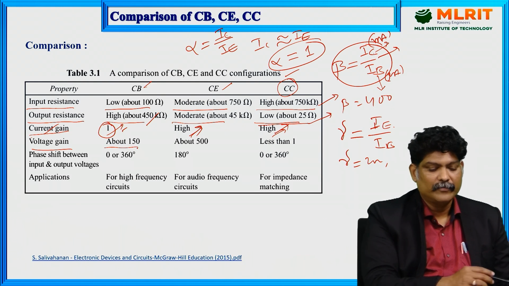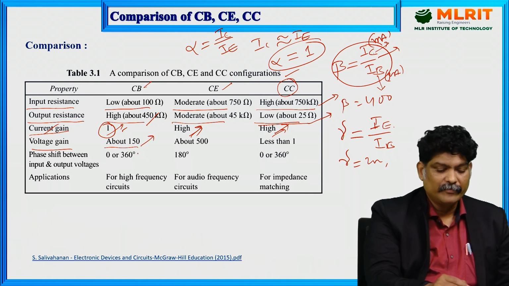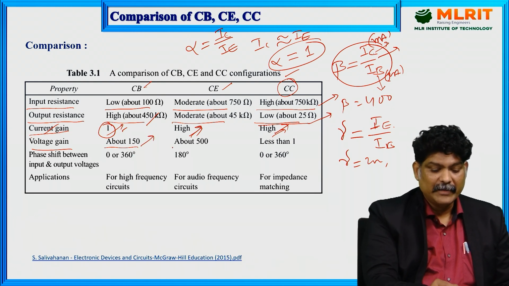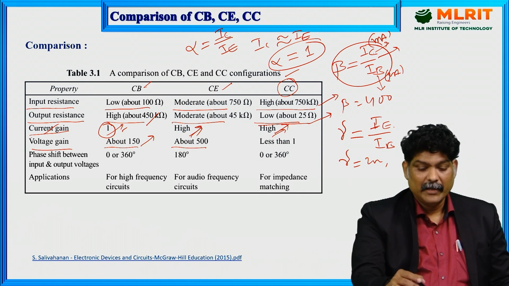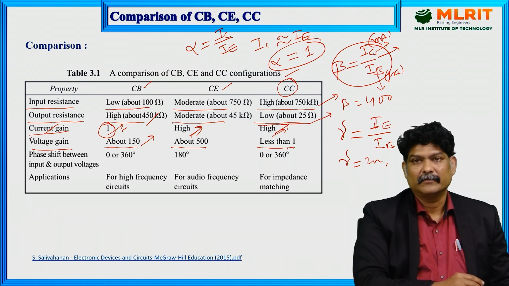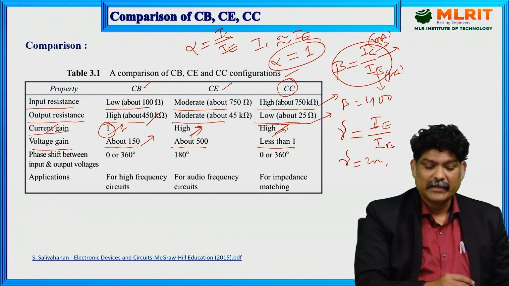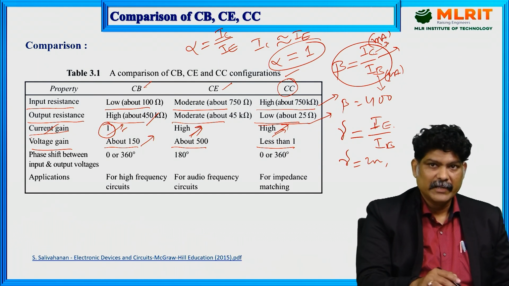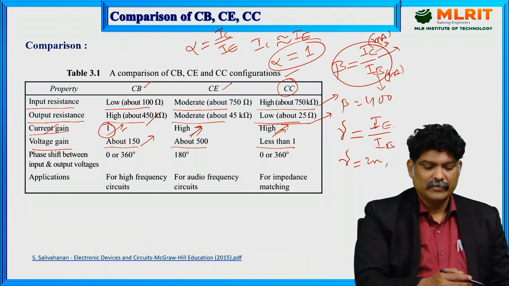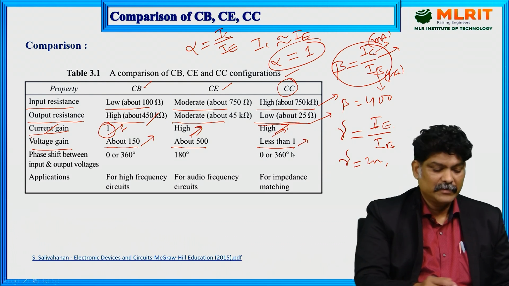Voltage gain of common base is about 150, common emitter about 500, and common collector is less than 1. So this is another disadvantage of the common collector. Voltage gain for common base and common emitter is good, whereas this one is less than 1.